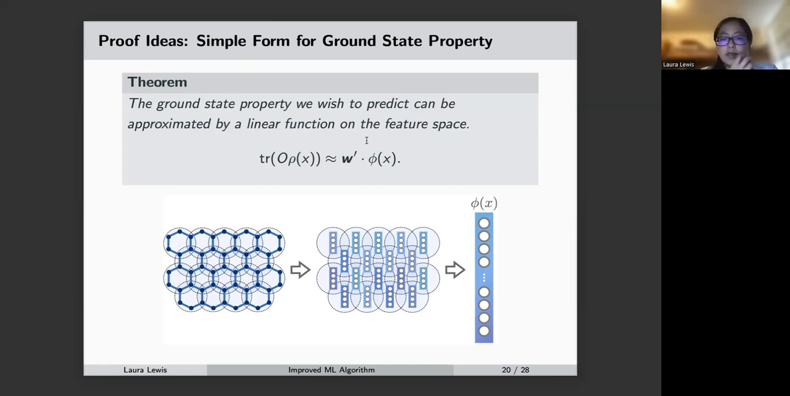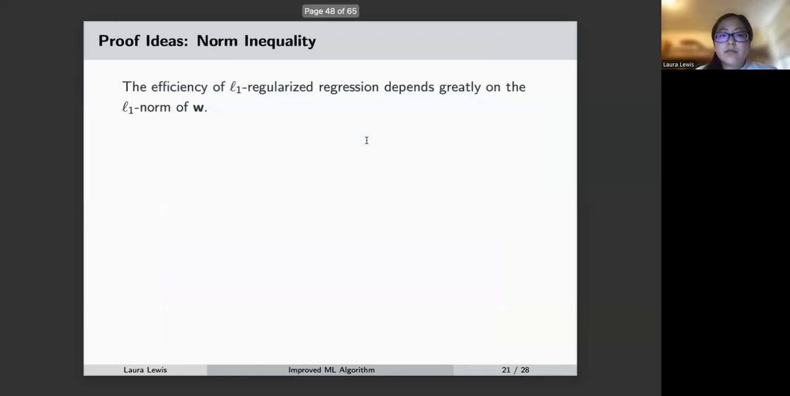And again, what we obtain by this theorem is that the ML model has sufficiently high representation power to cover this ground state property. And this is really the main part of the proof, in my opinion. But we do need two other different parts. And one of them is this norm inequality.